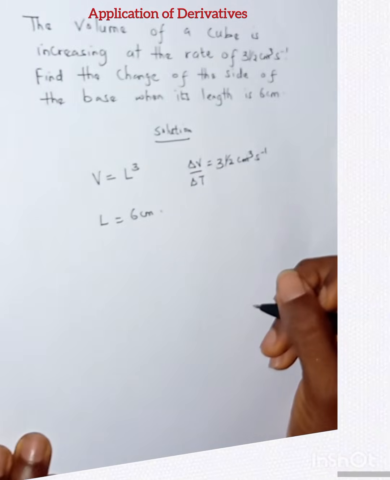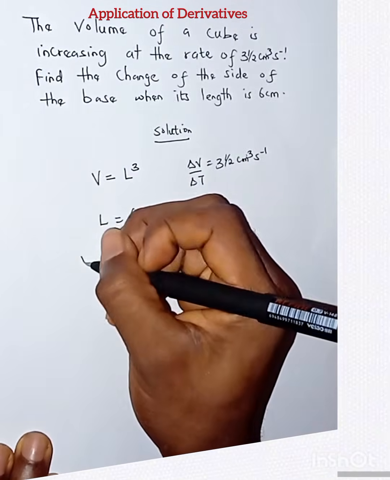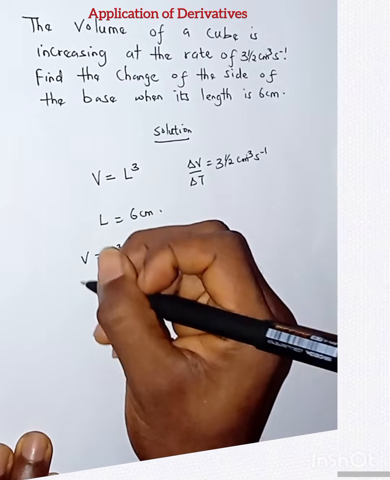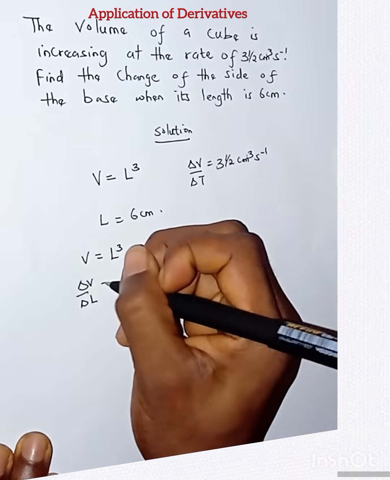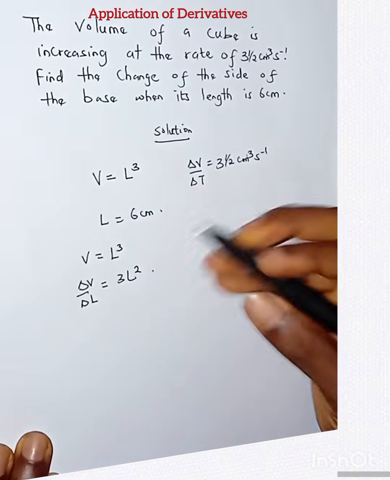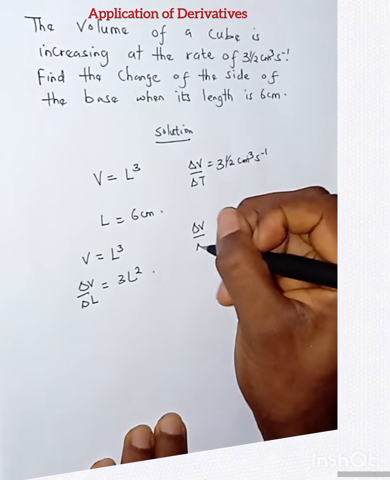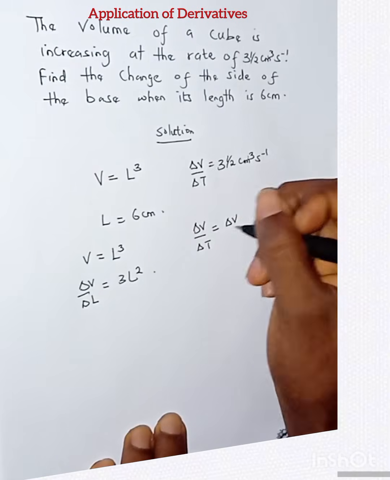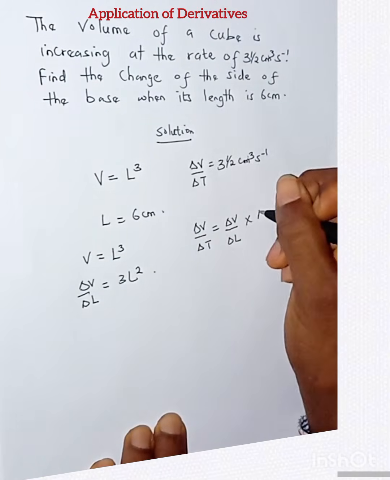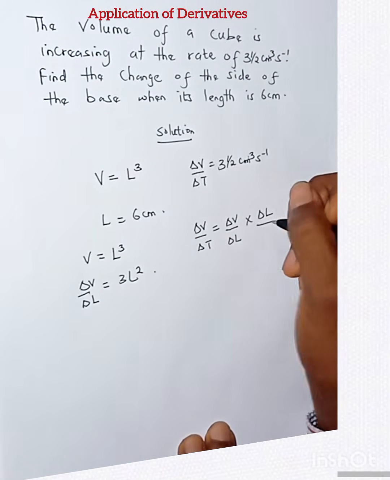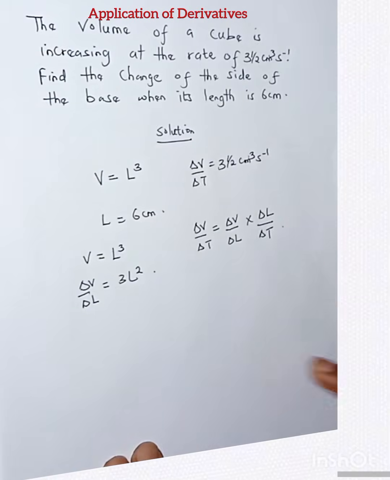So, how do you come about this? Now, V is equal to L cubed. The change in V over the change in L is equal to 3L squared. We will differentiate this. Knowing this, the change in V over the change in T is equal to the change in V over the change in L times the change in L over the change in T. Right? And we're looking for the change in the length.